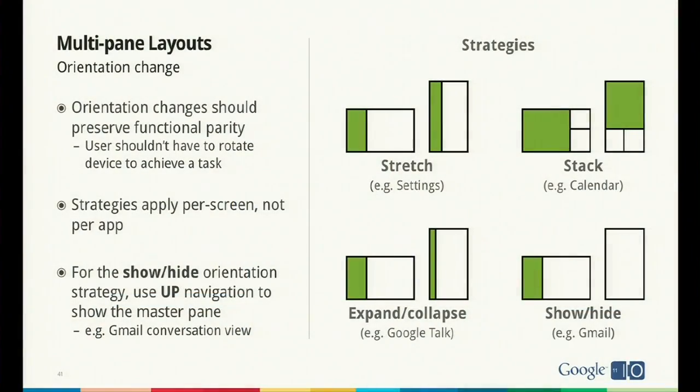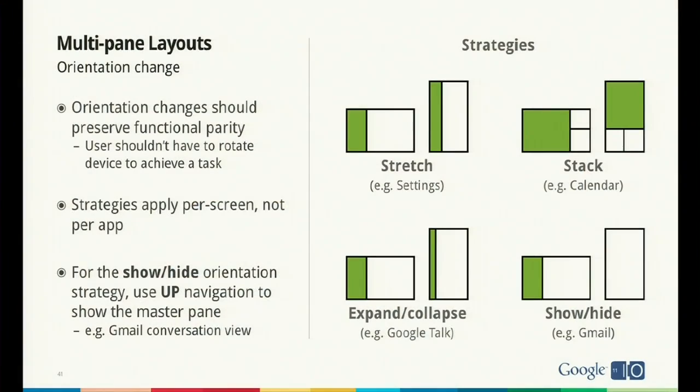The last two strategies are actually closely related. We call them expand collapse, which is one that we use in Google Talk. There you have a friends list on the left and then an active chat on the right. And as the device orients, the friends list, instead of having name and icon, just reduces in size, so it's just showing the icons of the different people in your friends list. You can still expand it back by pressing and bringing it back to its original landscape width.